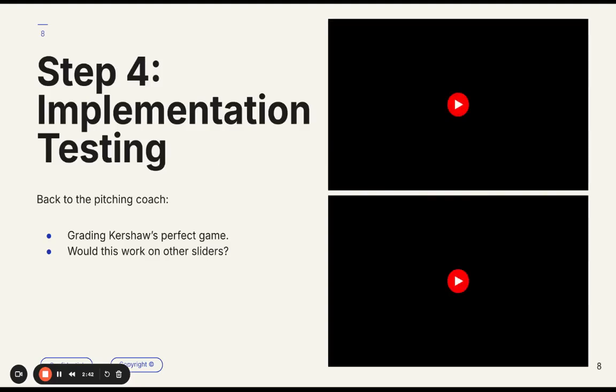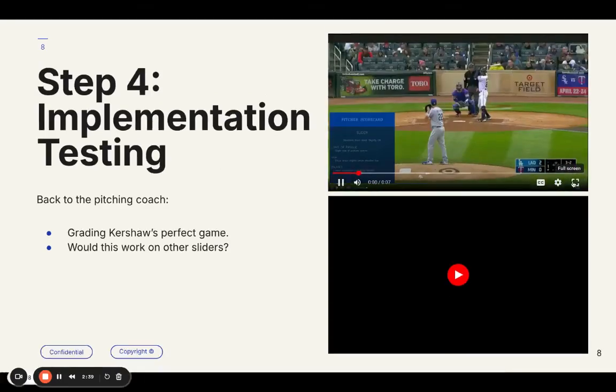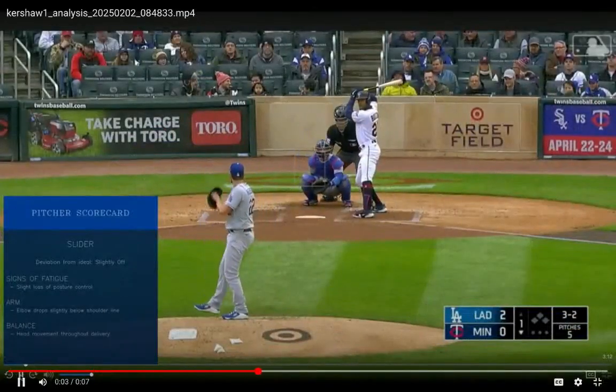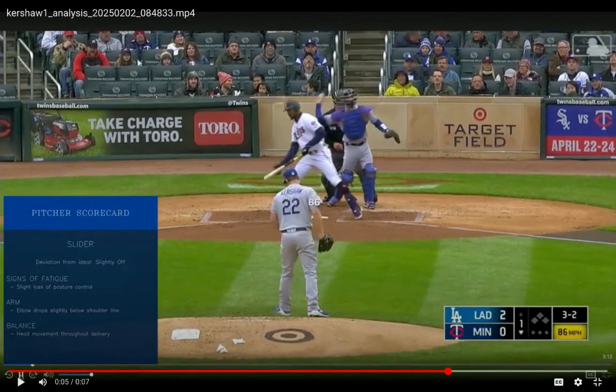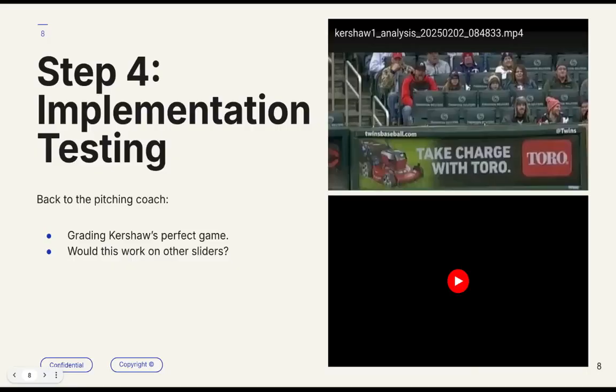We then went to implementation and took it back to our pitching coach friend. Would this work? So the first thing I did is I grabbed a 2022 Clayton Kershaw slider from that game, and we looked at it. We could see this slider was slightly off with signs of fatigue and some balance issues. And my pitching coach friend agreed that this was in fact happening, which was great.